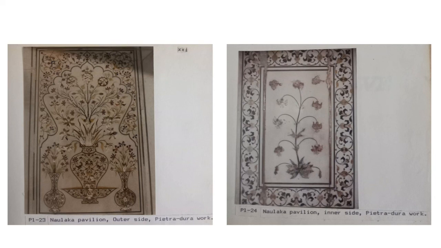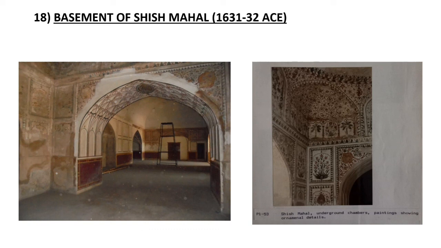Dear students, the left photo is showing the summer palace or the underground chamber of Shish Mahal, constructed during the time of King Shah Jahan, dated to 1631-32, and the right one is showing the squinch, and above it beautifully decorated through fresco buono painting, showing floral and geometrical designs.